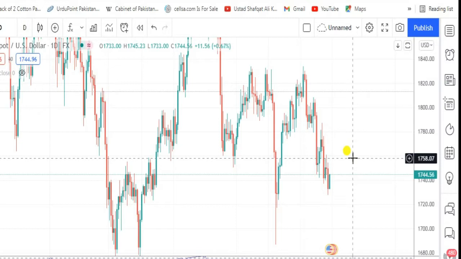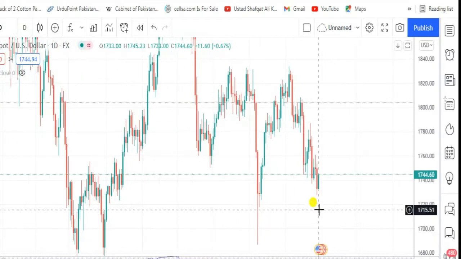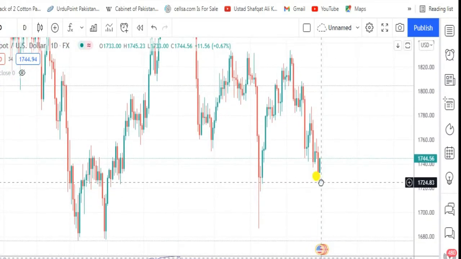So let's start. We would analyze on the basis of technicals and also on the basis of fundamentals. So we would look at the major key levels. So what are the major key levels for us? I have opened a daily time frame chart, and I would give you only 3 to 4 levels.